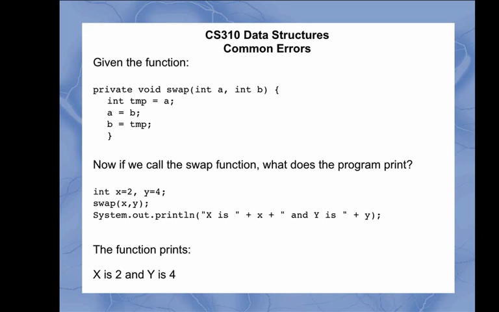Another common error. So we have a swap function here. We have int A, int B, and we're just swapping those 2 values. Whatever A contains, we're giving it the value B, and vice versa. So if we call this swap function, what does the program print? int x equals 2, y equals 4. We swap x and y, then we print x and y, and we get x equals 2, y equals 4, and nothing has changed. Why not? What's going on?